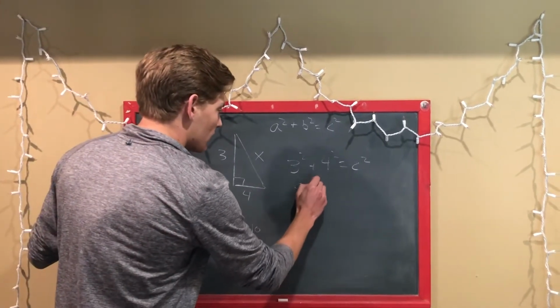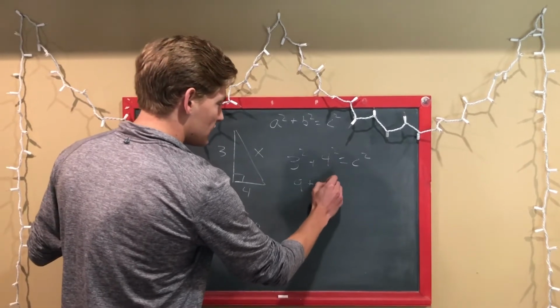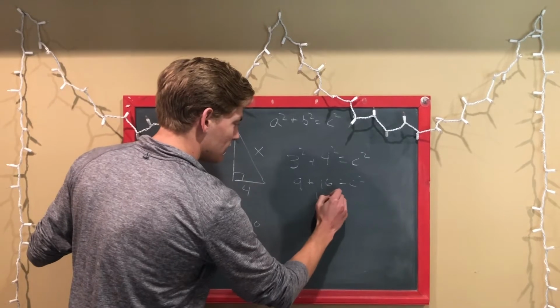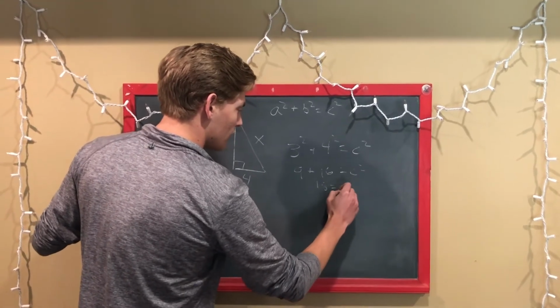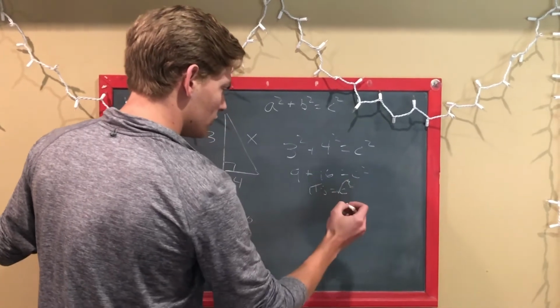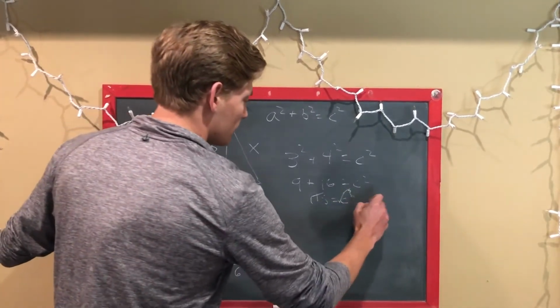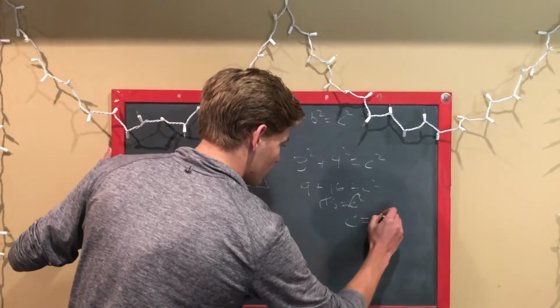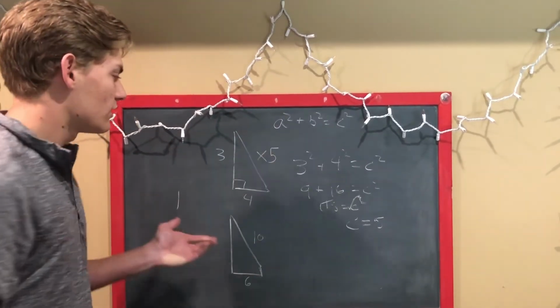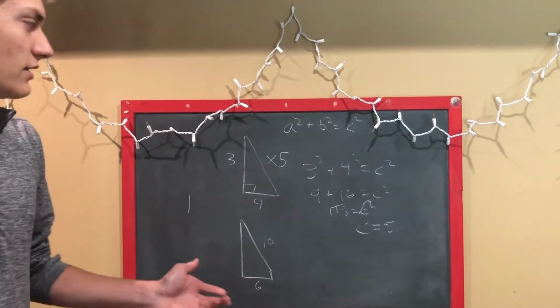You have 9 plus 16 equals C squared. So 25 equals C squared. And then you're going to do that square root, and then C is going to equal 5. So then the length of this side is 5. And so that's how you solve for the length of that side, that is C.